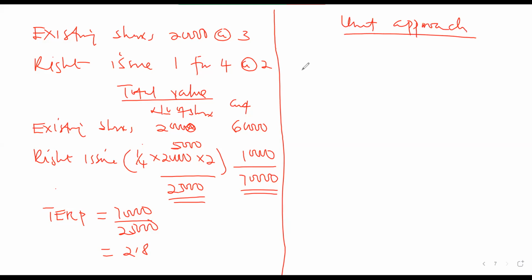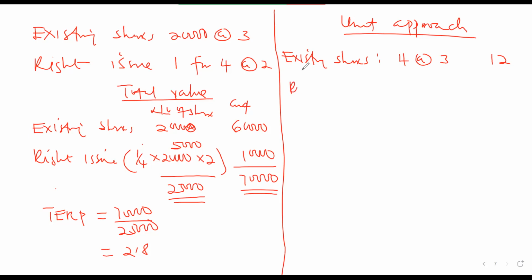How do we calculate this one? We use the 2,000 multiplied by 3 cedi. We use the 5,000 multiplied by 2 and get this figure. So you count your existing shares. On unit basis, how many of your existing shares are you giving out? Would that be 4? Yeah, 4. Okay.